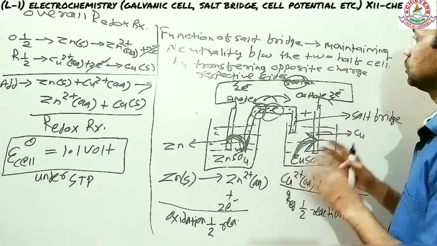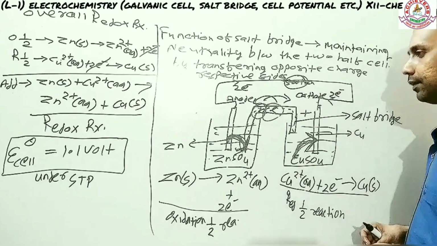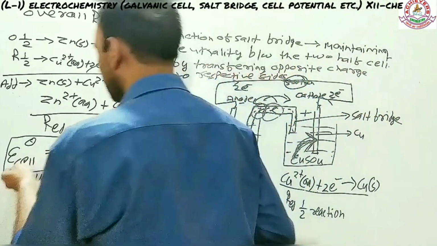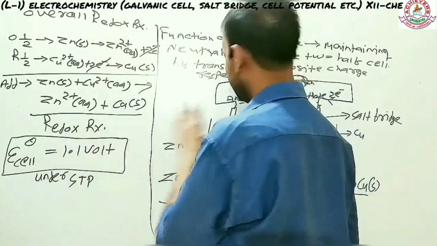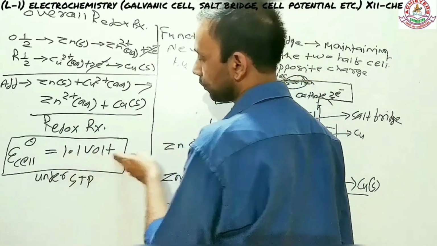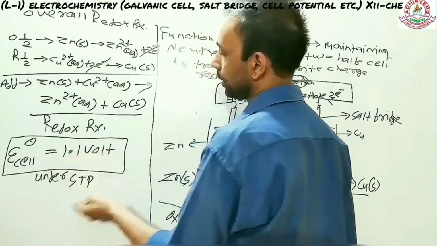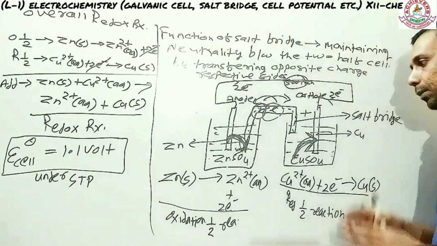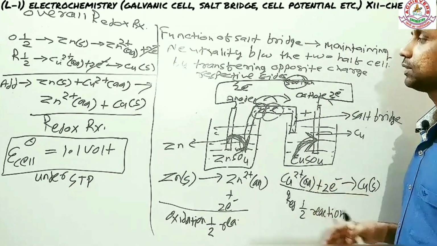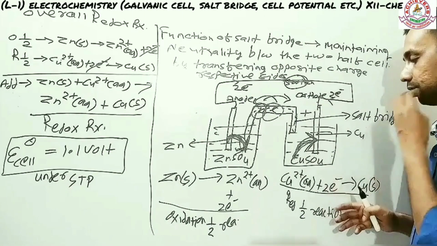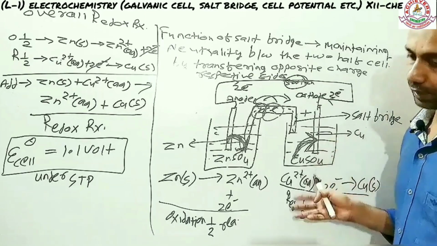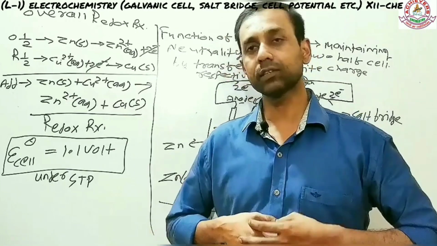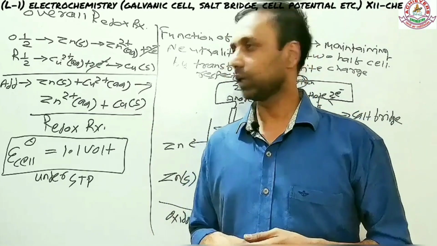I hope I have tried to make you go through each and everything here. And E cell, let me repeat, represents the overall cell potential. In this case, the cell potential was observed to be 1.1 volt, and this experiment is carried out under STP. So this is the potential difference under STP. Okay, so I've started with electrochemistry, with the galvanic cell. I've tried to make you understand what these are, and I will take the coming sections in the next video.